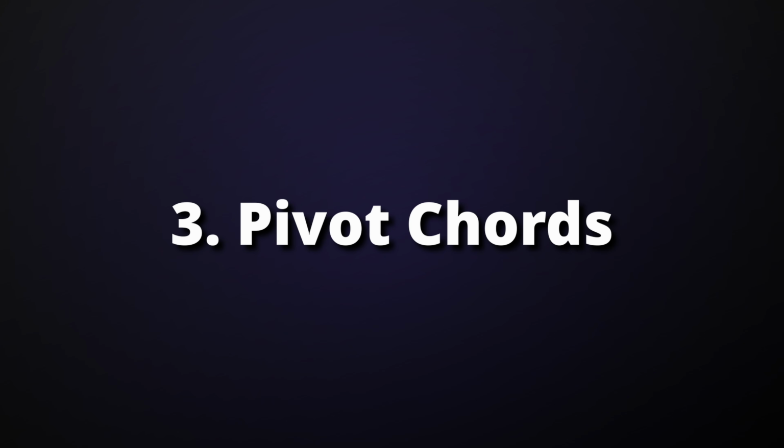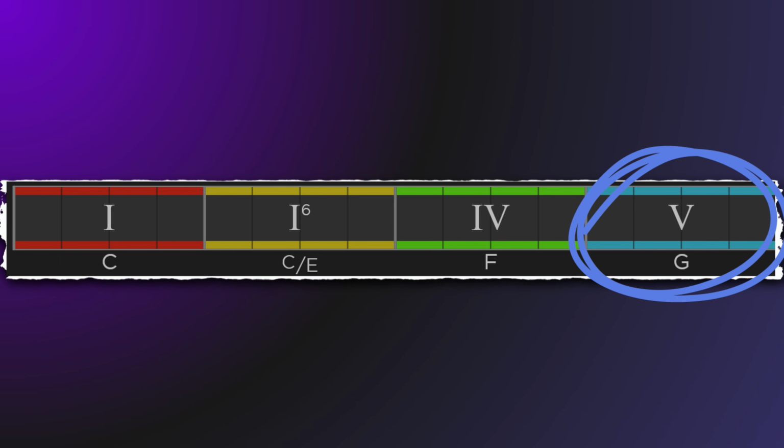Let's move on to the third way to change key now, pivot chords. These are the secret to seamless modulations. If you want to modulate smoothly without it feeling forced, pivot chords are your best friend. A pivot chord is a chord that belongs to both the original key and the new key, allowing you to shift naturally.